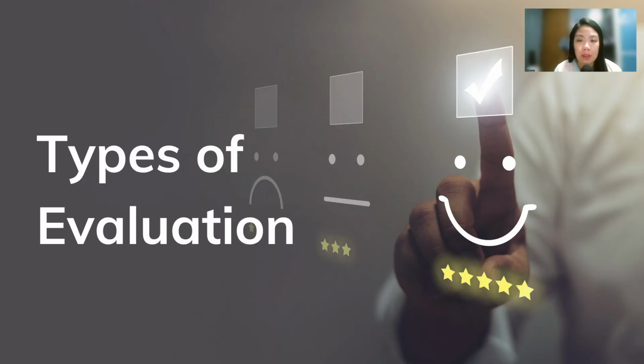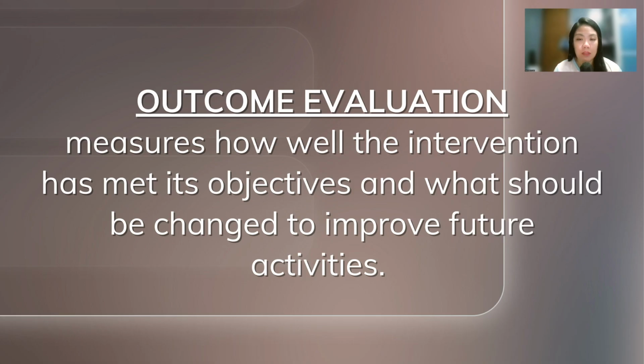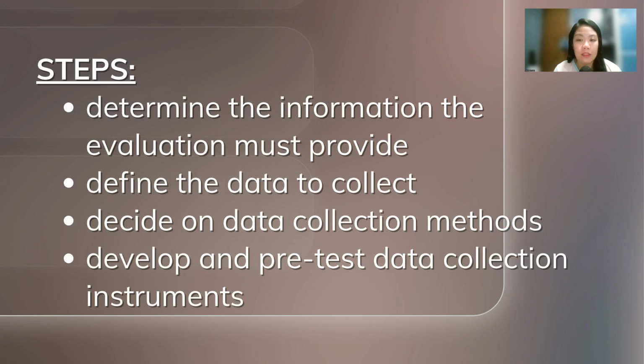So there are two types stated in the reference. First is the outcome evaluation, and second is the impact evaluation. So starting with outcome evaluation, it measures how well the intervention has met its objectives and what should be changed to improve future activities. So here it has steps on how an outcome evaluation should be conducted. So this is for improvement of your future activities.